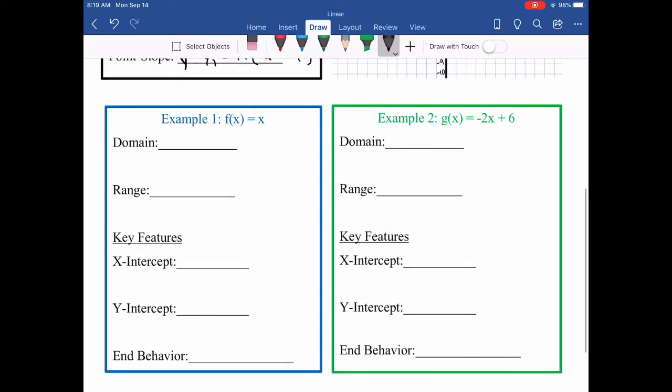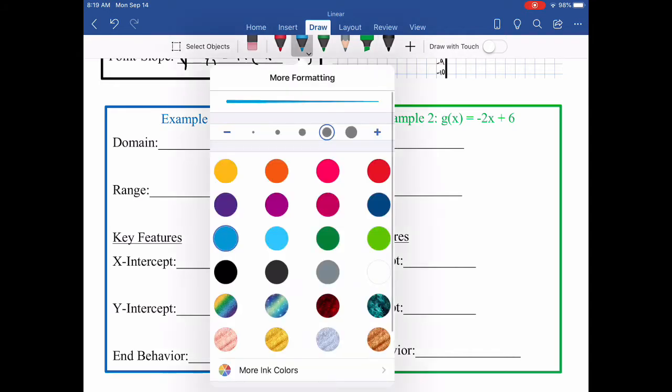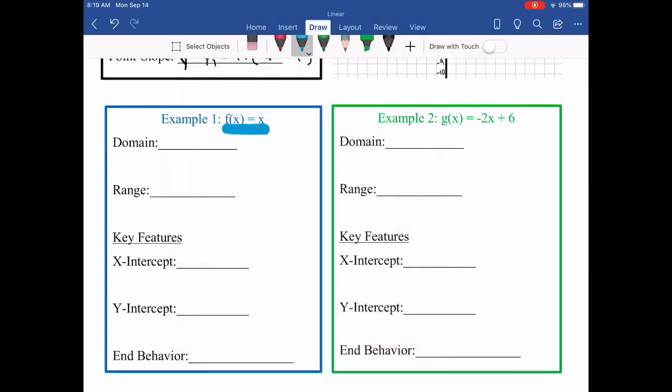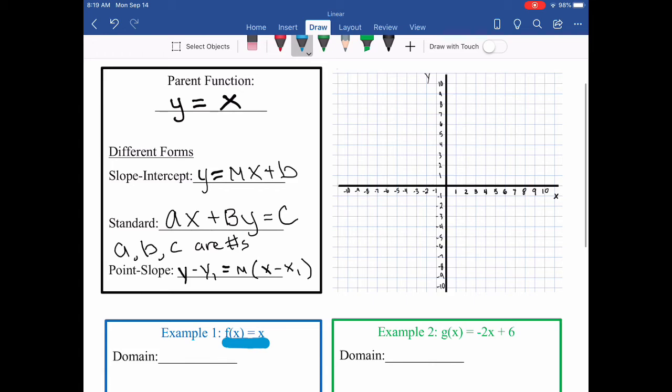Let's take a look at two examples. The first line we see up here is f of x equals x. That's just our parent function. So we're going to go ahead and graph our parent function. The parent function has a slope of 1 and a y-intercept of 0. So it'll start at the origin and go up 1 over 1. So here is our parent function.